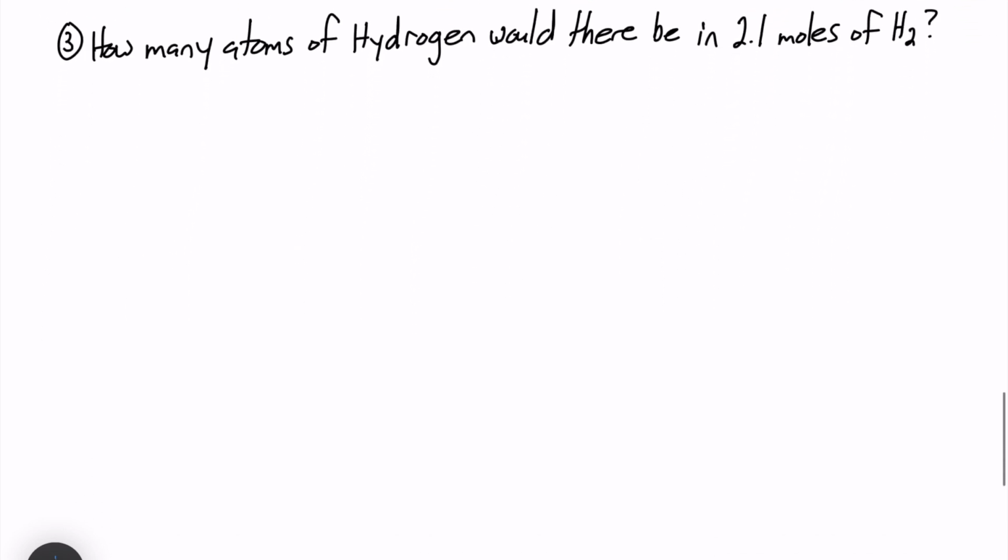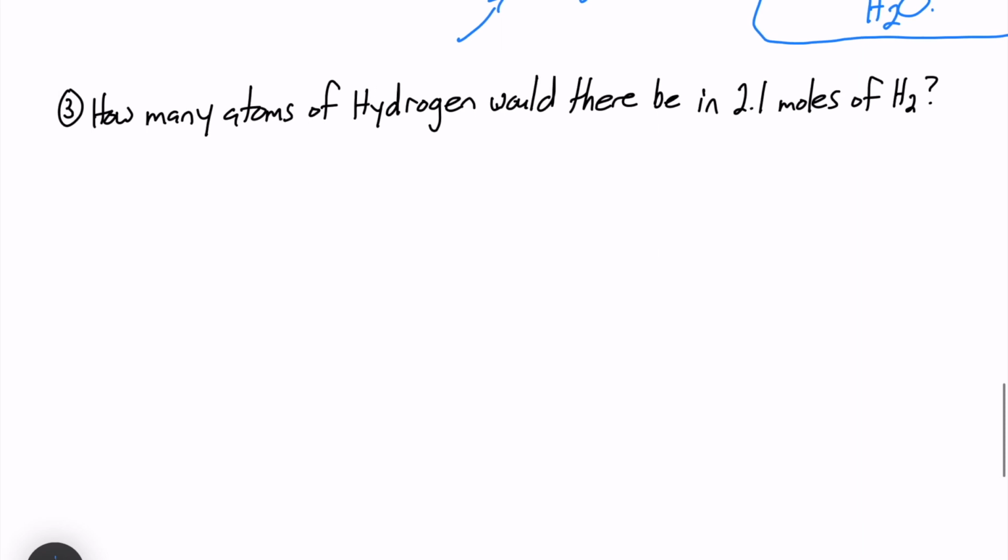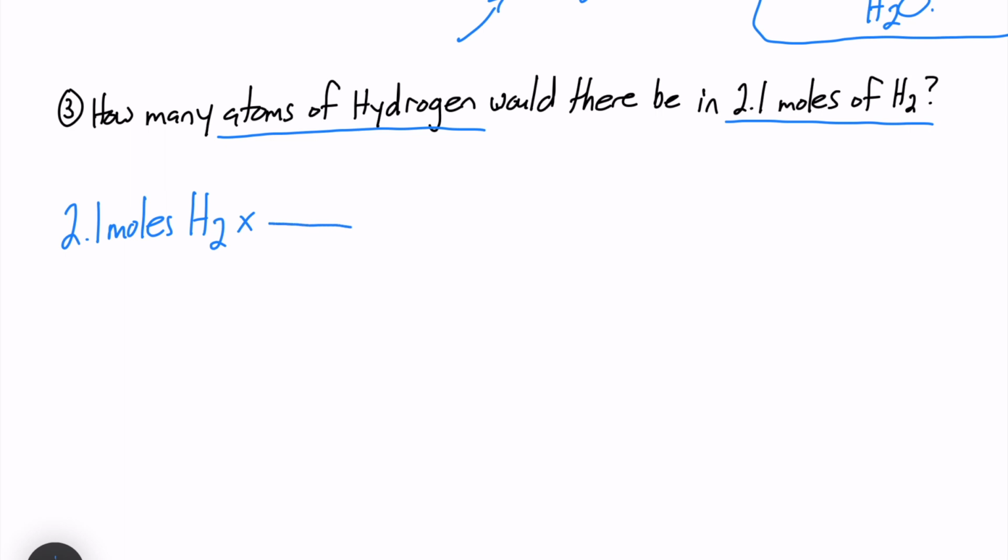One more example here, folks. So it says, how many atoms of hydrogen would there be in 2.1 moles of H2? All right, so again, we're given moles of H2. We're looking for atoms of hydrogen. So let's write down exactly what we know. We know we have 2.1 moles of H2. And we'll do times sign line.